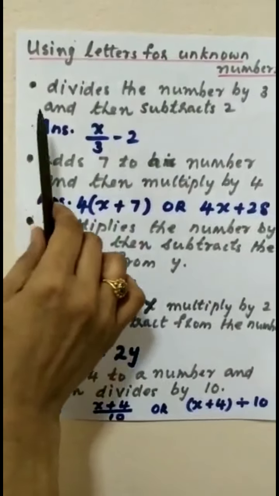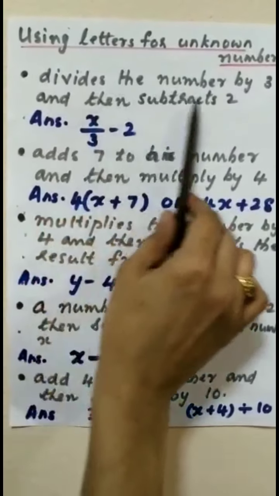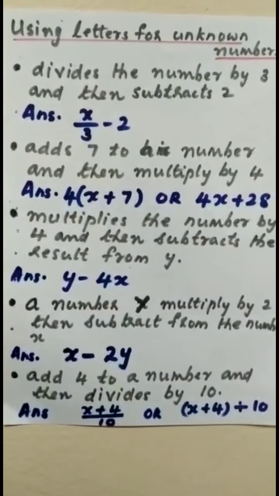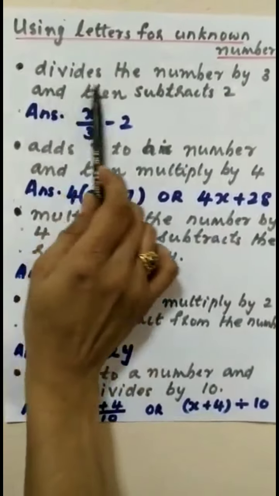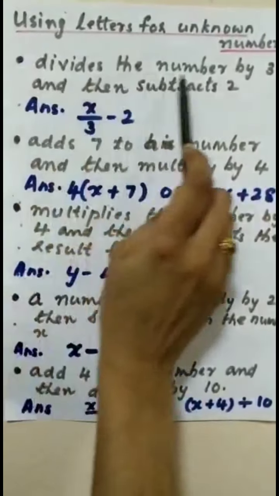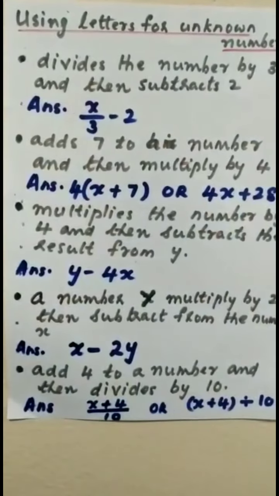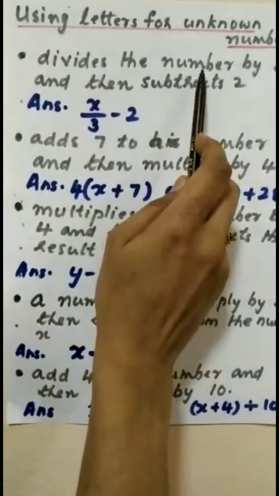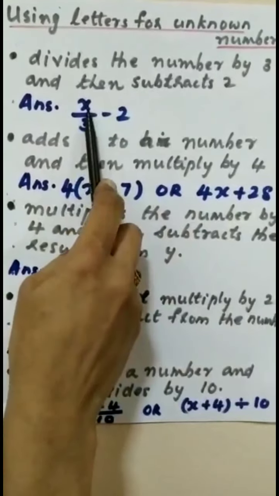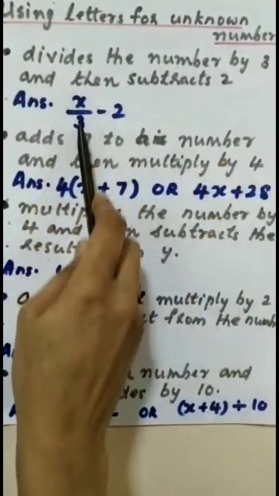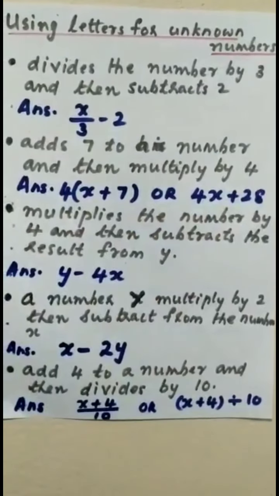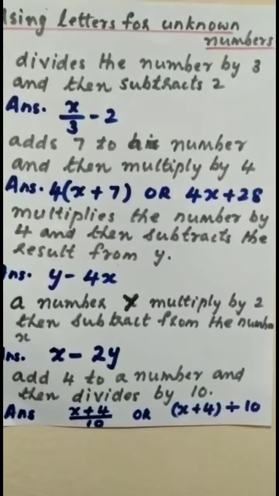In the first example, a statement is given and you have to write an algebraic expression. We don't know the number, so we are using a variable. Divide the number by 3 and then subtract 2. The number can be taken as x or y or anything you like. So I am taking x. Divide means fraction, x by 3. And then subtract, so minus 2. This is the algebraic expression, x by 3 minus 2.